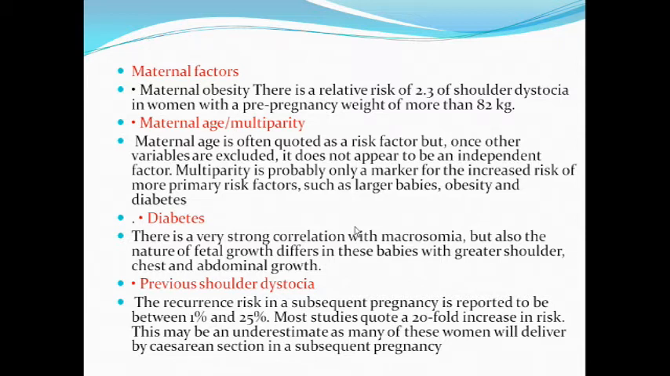I told you shoulder, chest and abdominal growth is more in this, and there's a pad of fat behind the back also. With previous shoulder dystocia, the recurrence risk in a subsequent pregnancy is reported to be between 1 to 25%. Most studies quoted a 20-fold increase in this.